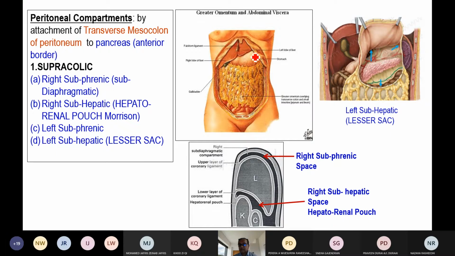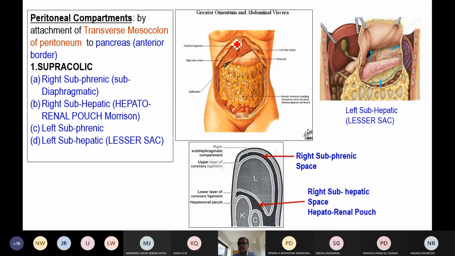Why? Because this is the stomach, and in front of the stomach the transverse colon goes here, and the transverse colon forms the transverse mesocolon, correct? So we divide the compartments above the transverse colon or below the transverse colon: supracolic compartment and infracolic compartment. So we start first with the supracolic.